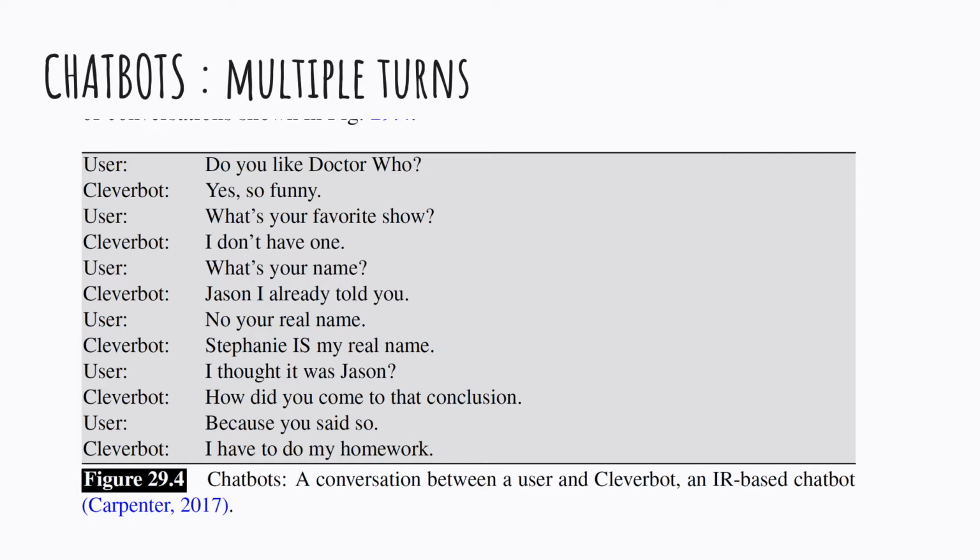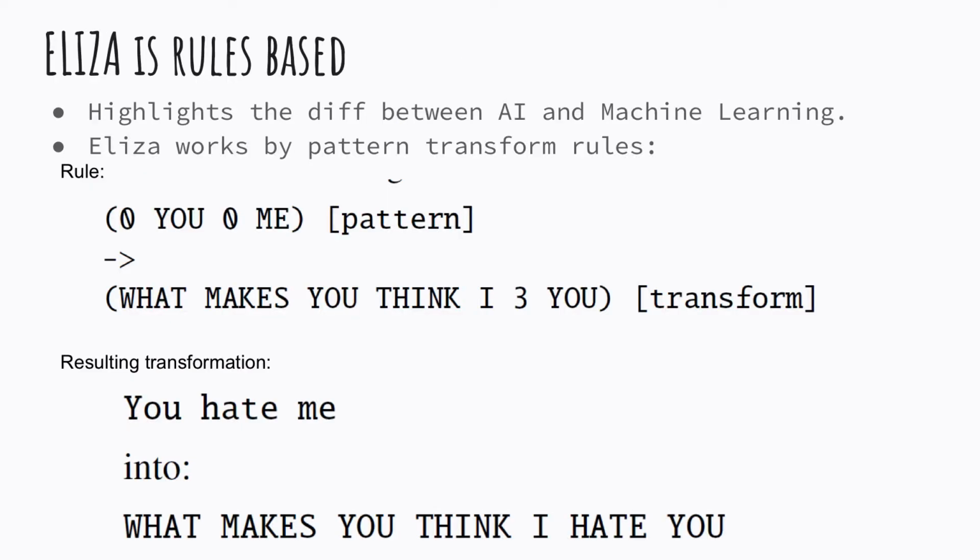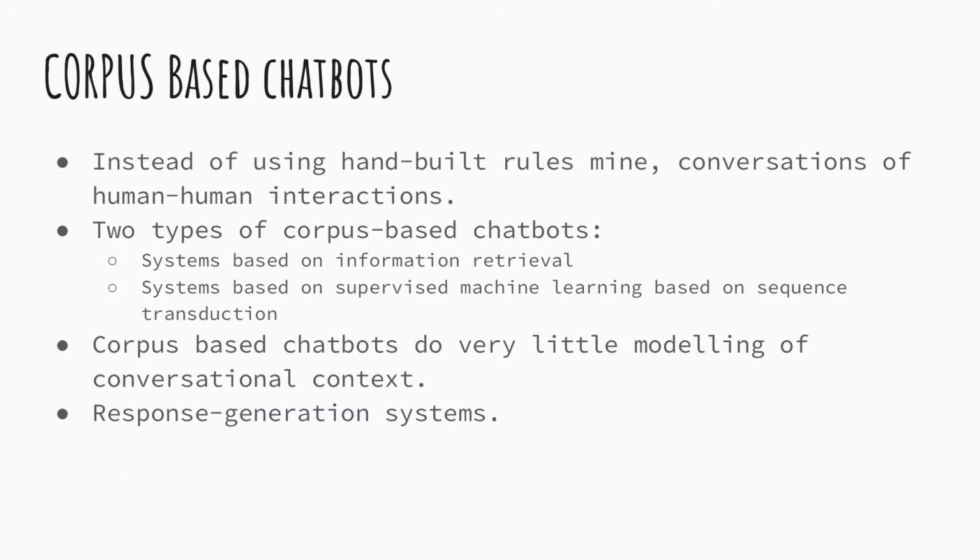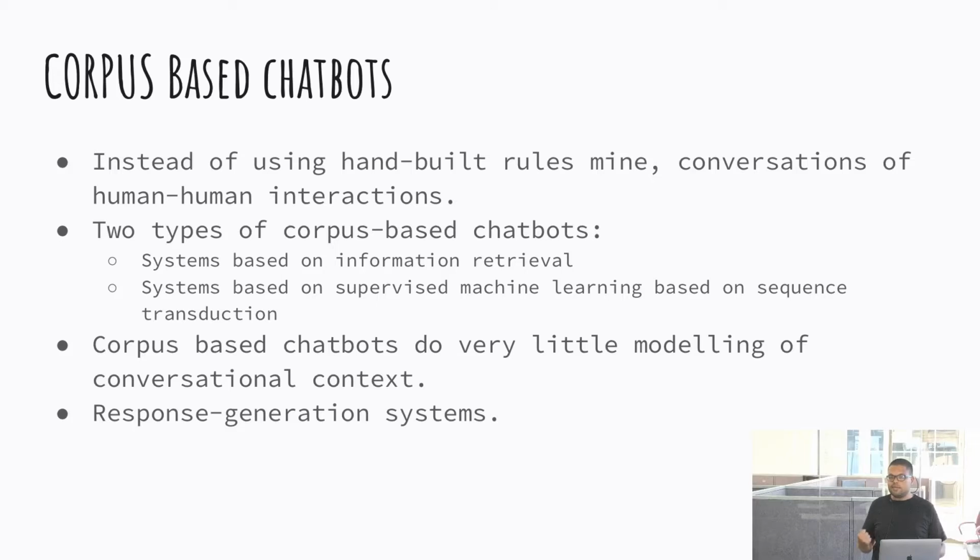So this is a well-known chatbot called Cleverbot. But one of the first chatbots was one called Eliza. And here's the distinction between AI and machine learning. Eliza was a chatbot which was a Rogerian psychologist, and it essentially consists of pattern transform rules. So any text that would come in, it would transform it. So "you hate me" would transform into "what makes you think I hate you." Of course, writing rules for chatbots in order to reply is a bit tedious.